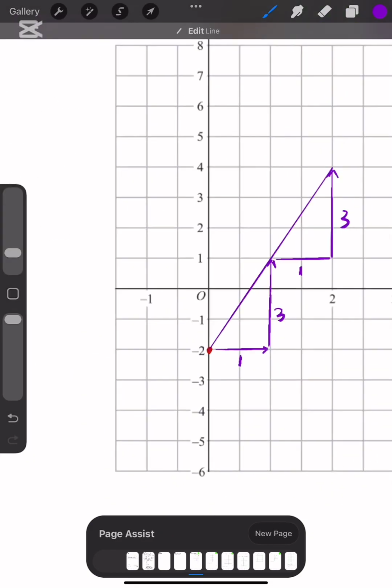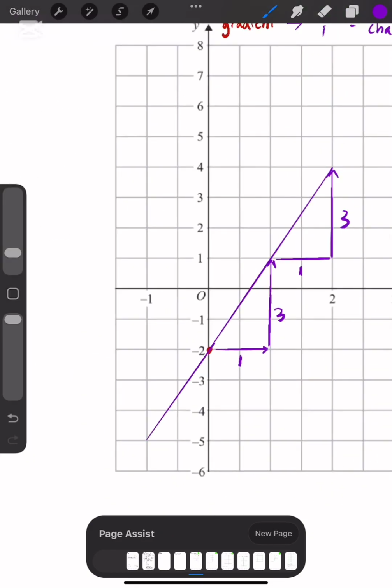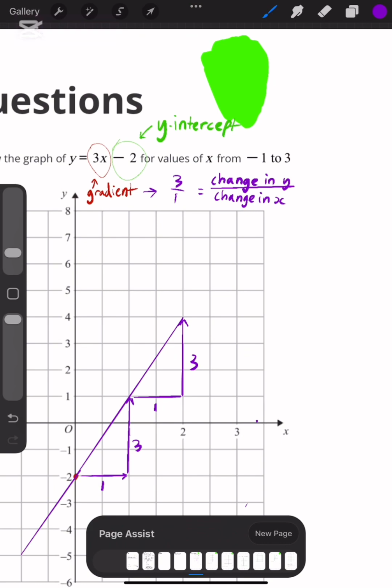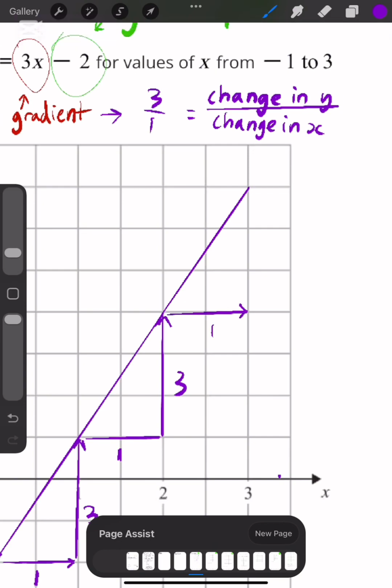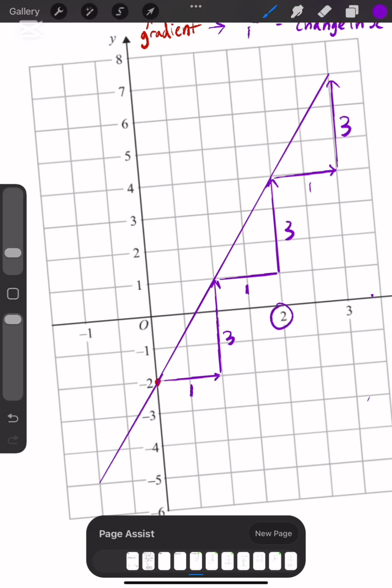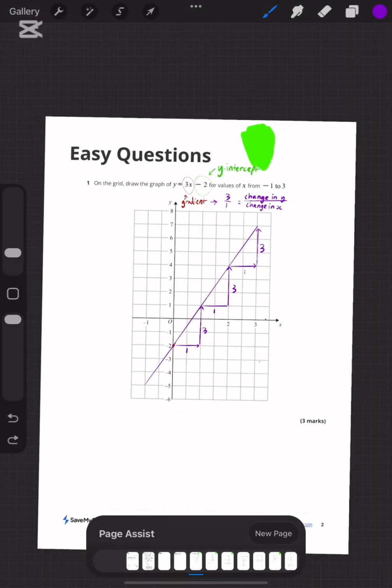For the other points, we can just use a ruler to find out where they are, because the line is straight, so they'll have to be along the same pattern as well. 1 across, 3 up. There we go.